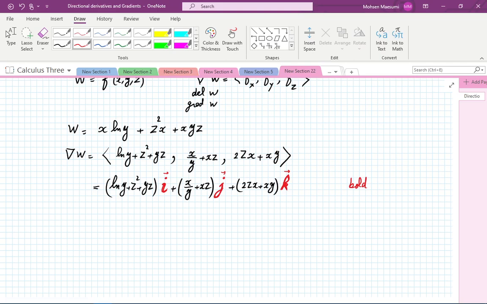Okay, so this is the basics of directional derivatives and gradients. Now this topic still has quite a few other applications and interesting facts to learn. We are going to postpone that to the next lecture.